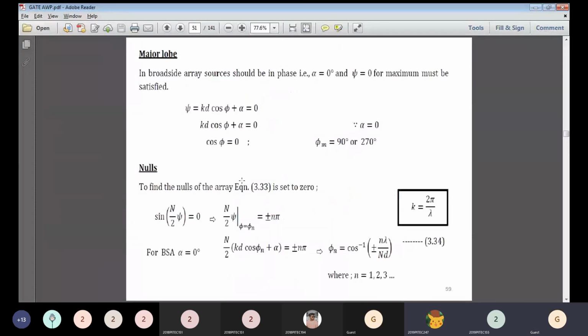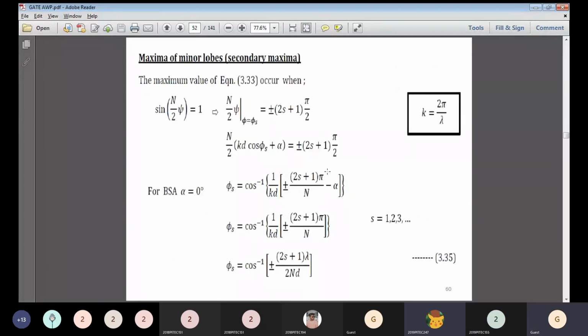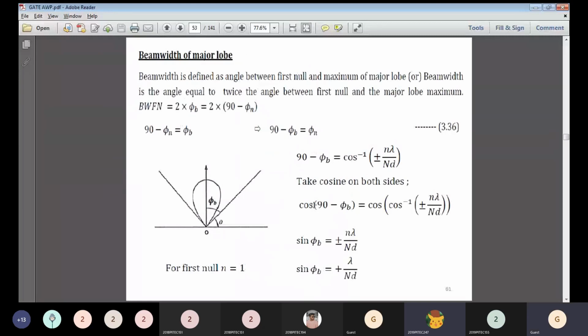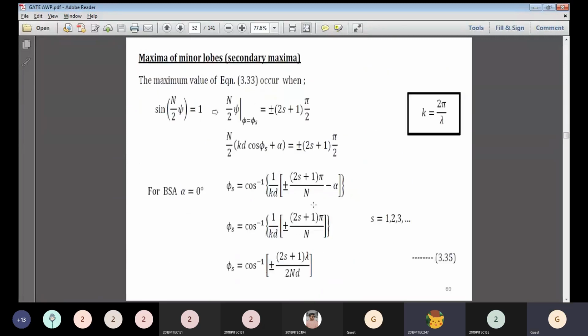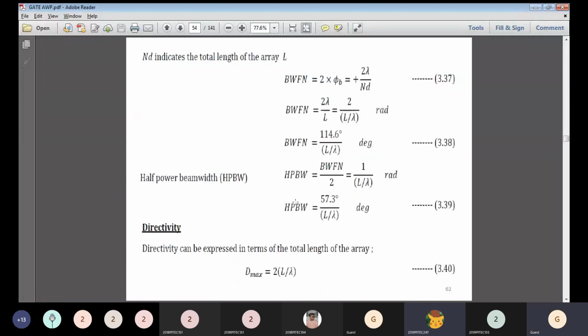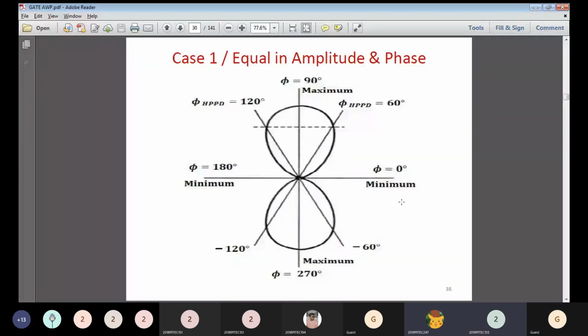You are going to get major lobe maximum at 90 or 270, as in the first case. Case 1: equal amplitude and opposite phase, 90 or 270, major lobe. Minor lobe you will get at 0 and 180. By putting all those values, we are going to get the radiation pattern like this, like our case 1. That's the broadside array concept.